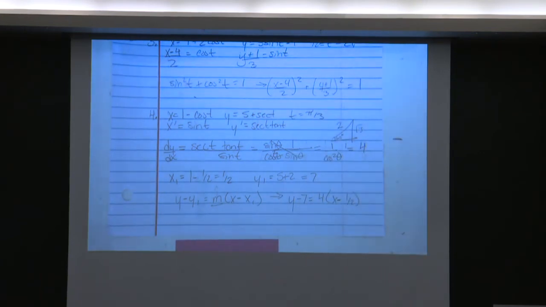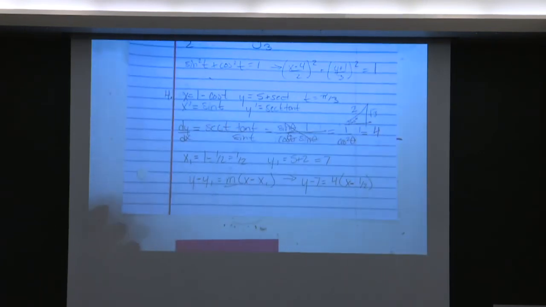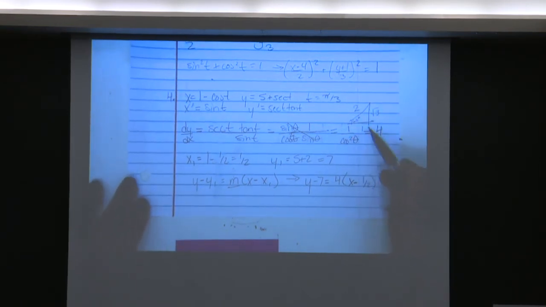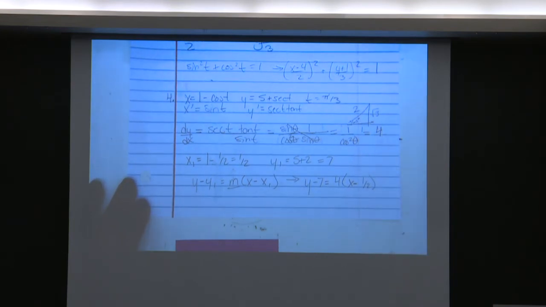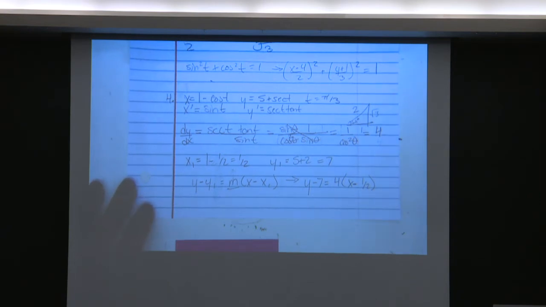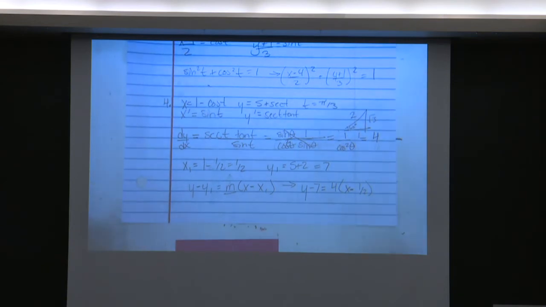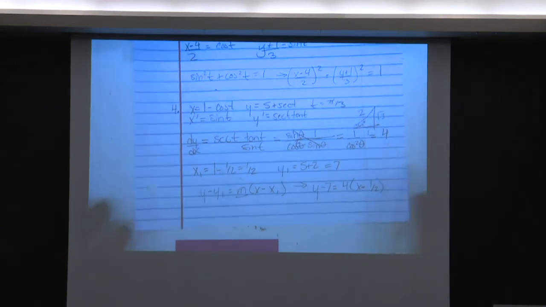Clear, understand why we got 4? No? Where did you get 4? 1 over cosine squared equals 4, because cosine is 1/2, so cosine squared is 1 over 4. So 1 over 1 over 4 is 4. That makes sense? Can I go on? Okay.